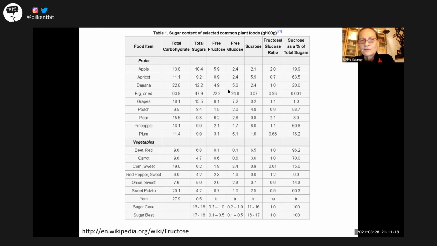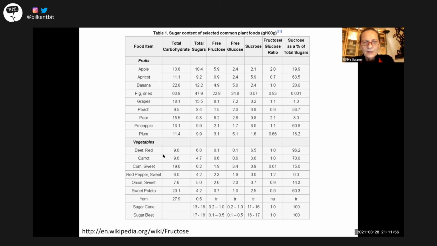So this depends on the fruits. If you say, for instance, apples, you look, there's more fructose. In apricot, you have more sucrose and so on. So it differs. Very high content of dried figs, because when you dry fruits, you remove the water, that lowers the weight, and then the percentage goes up. So this dried one is actually not a good comparison to fresh fruit. But you see, for instance, peaches have a very high sucrose content and so on.